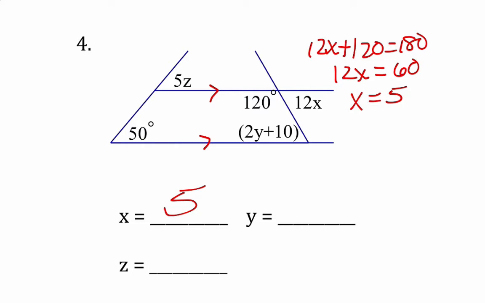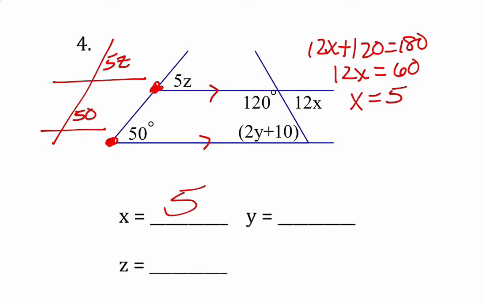Now, looking at the parallel lines, I'm going to find z, because I noticed that z, the 5z, and the 50 are on the same line, so that's going to be the transversal. So I will draw the transversal, which is cutting the top parallel line to create 5z, and the bottom parallel line to create 50. Now here you've got to be careful.